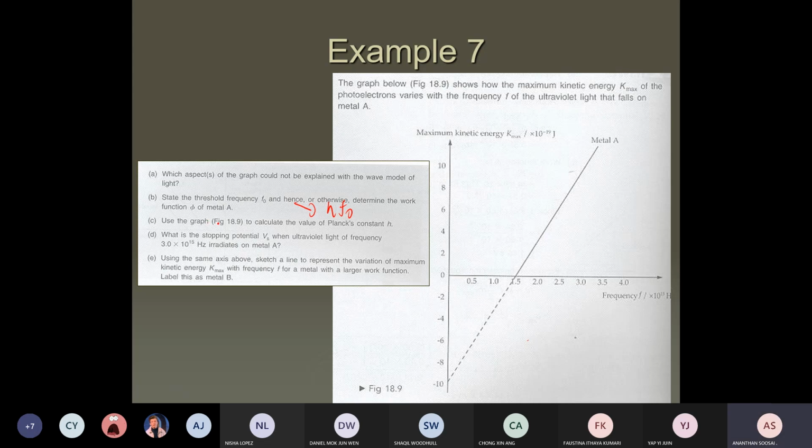Next, use the graph to calculate the value of the Planck constant. Yeah, the gradient, right? The gradient is the Planck constant for this case. But when you calculate the gradient, be careful. Just don't take these two numbers only. Check the bracket, there are values at 10 to the power of negative 19. Also make sure you include the 10 to the power of 13 outside here. So divide properly and make sure all are in SI units. You get the Planck constant. So that's up to C.